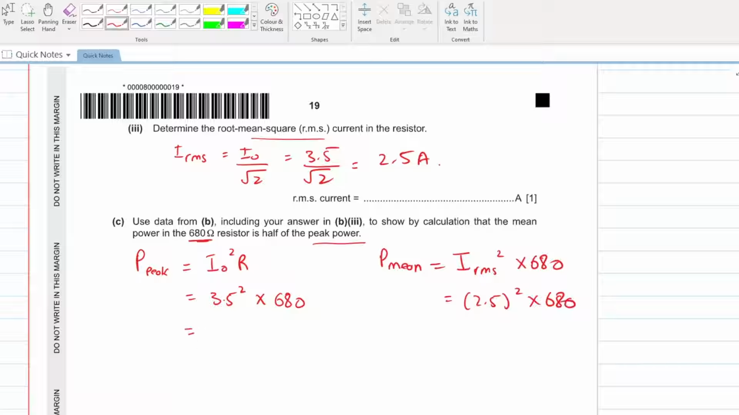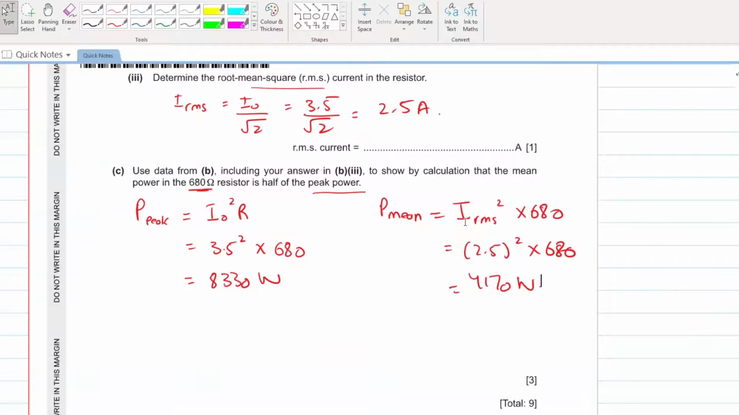Can you calculate the peak power and the mean power? Peak power comes out to be 8330. Mean power comes out to be 4170. So approximately they are half of each other. Approximately you can say that, and write it here.